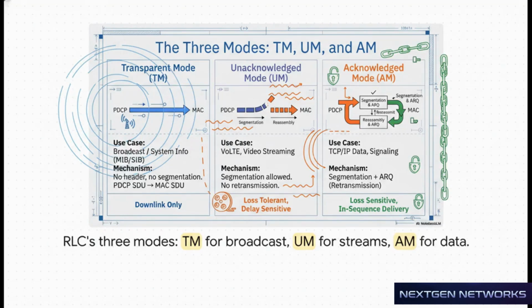First, you've got transparent mode, which is super simple. It just passes data through, mostly for system info broadcasts. Then you've got unacknowledged mode, or UM, which is built for pure speed. It's perfect for things like video streaming. And finally, you have the real workhorse, acknowledged mode, or AM. This one is all about ironclad, guaranteed reliability for your most important data.